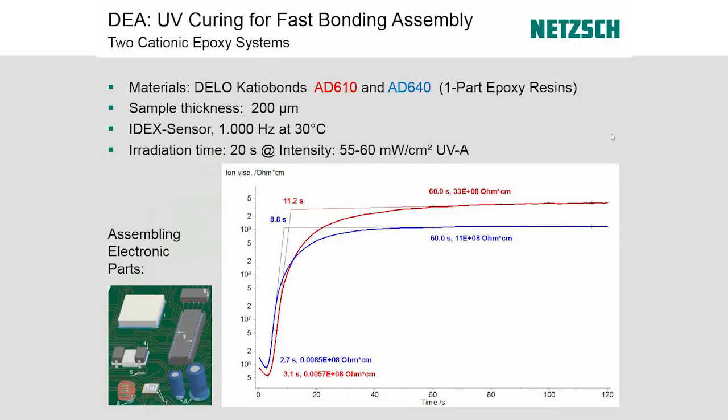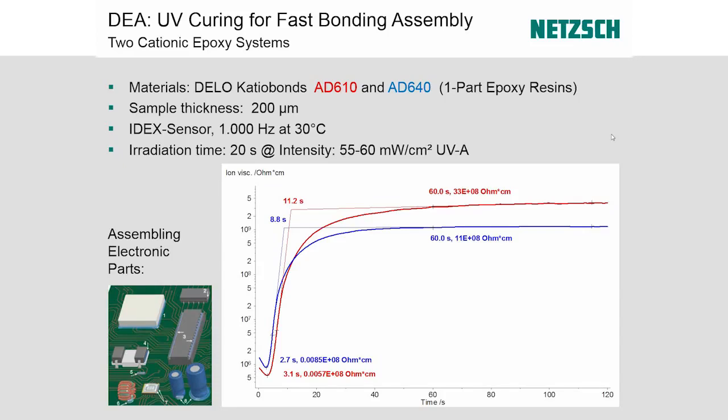So for these specific UV curables, this is an electronic part assembly. So this is a coating for that, a fast bonding epoxy. And these are 2 different formulations, both about 200 microns thick. The irradiation is 20 seconds at an intensity of 55 milliwatts per centimeter squared. Now, these numbers are what we've come up with, and for each process there will be different irradiation levels and irradiation times that are necessary, but you can figure that out through this process.